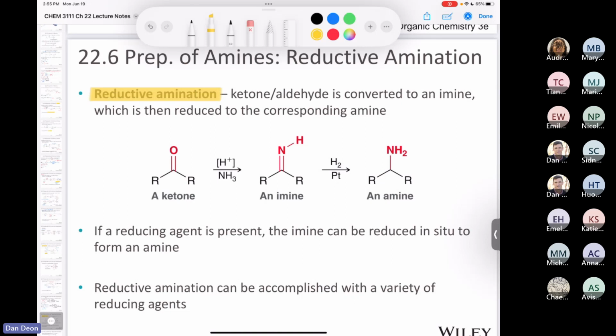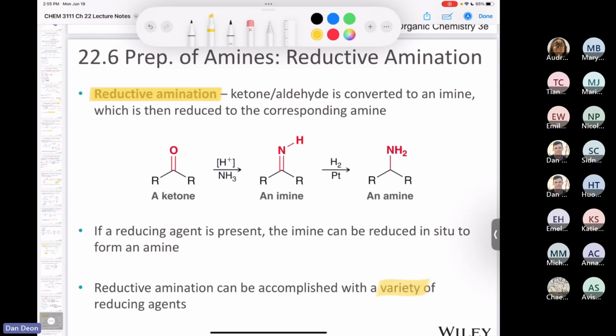And what they have shown here is not the technique that chemists would use to do a reductive amination in 2023. This is just shown here to show you the steps. Okay, the idea is that you take your amine, in this case they used ammonia, and a catalytic amount of acid, that makes an imine, and then you can reduce the imine via hydrogenation.